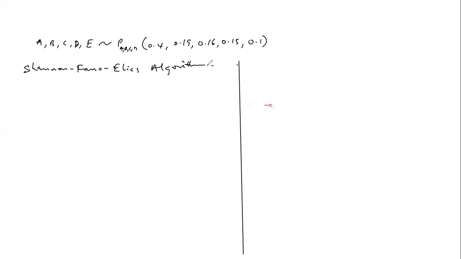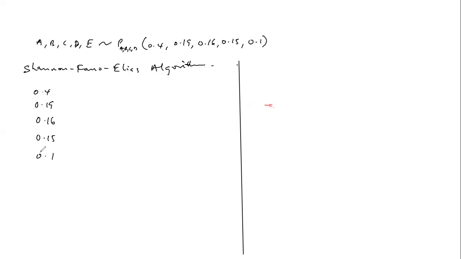So what does it say? Here, the first point is that you have to list the source symbols in order of decreasing probabilities. This algorithm is also explained exhaustively in your lecture notes online, so you want to play with that. That has been done for us, so we just place it again: 0.4, 0.19, 0.16, 0.15, and then 0.1.